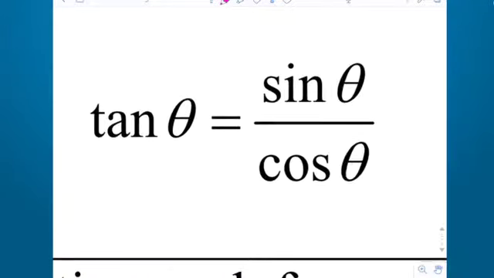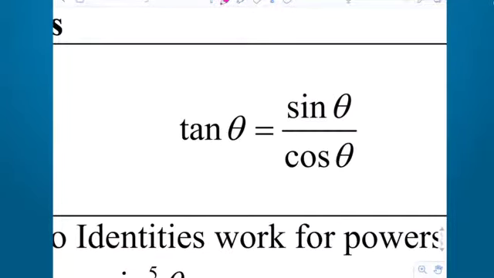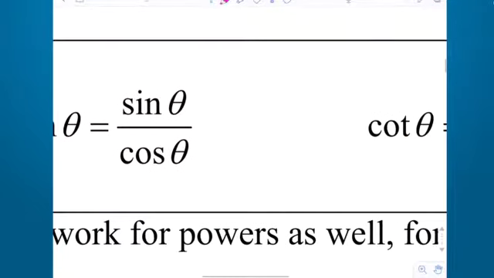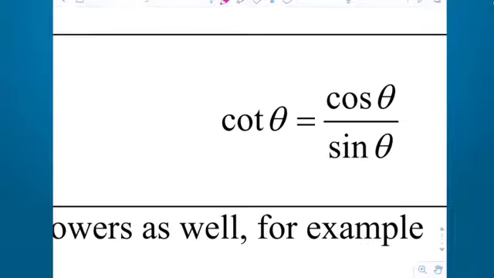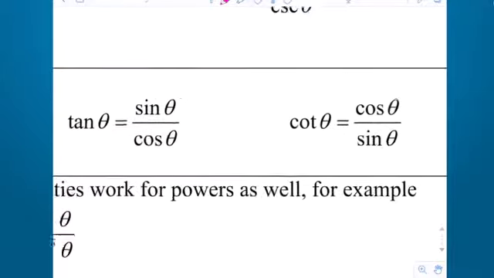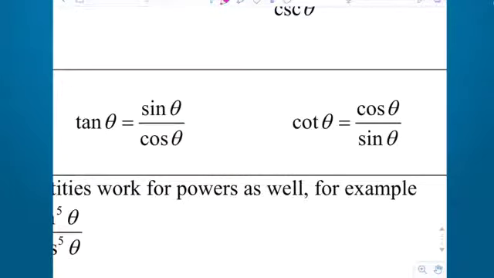Tangent of theta is sine over cosine. Did we already know that? Yeah, we already knew that. That's how we actually computed the tangent ratio from the unit circle. We took the sine y value and divided by the cosine x value. So tangent is sine over cosine. And similarly, cotangent is equal to what? Cosine over sine. We call those the ratio identities because we write tangent as a ratio of two trig functions, and we write cotangent as a ratio of two trig functions.